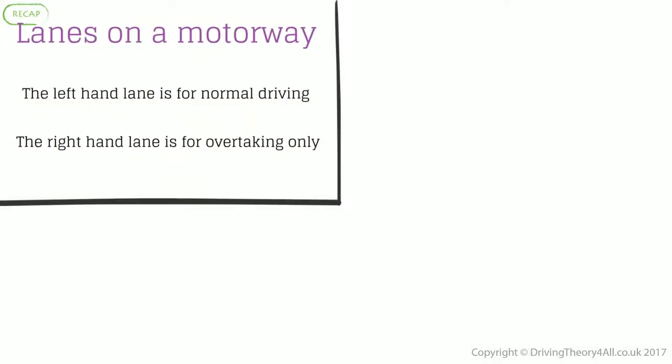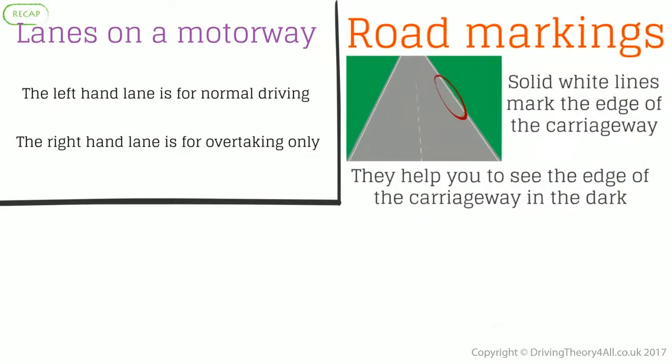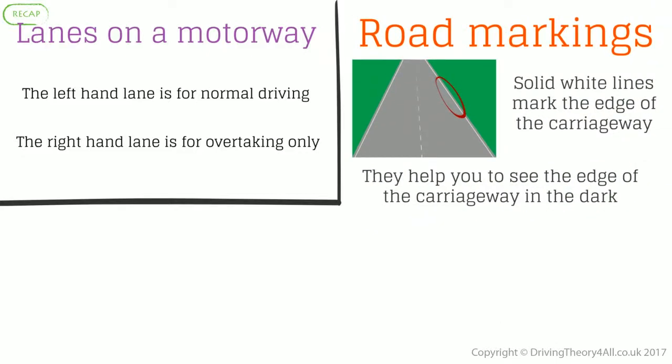Lanes on a motorway. The left-hand lane is for normal driving. The right-hand lane is for overtaking only. Road markings. Solid white lines mark the edge of the carriageway. They help you to see the edge of the carriageway in the dark.